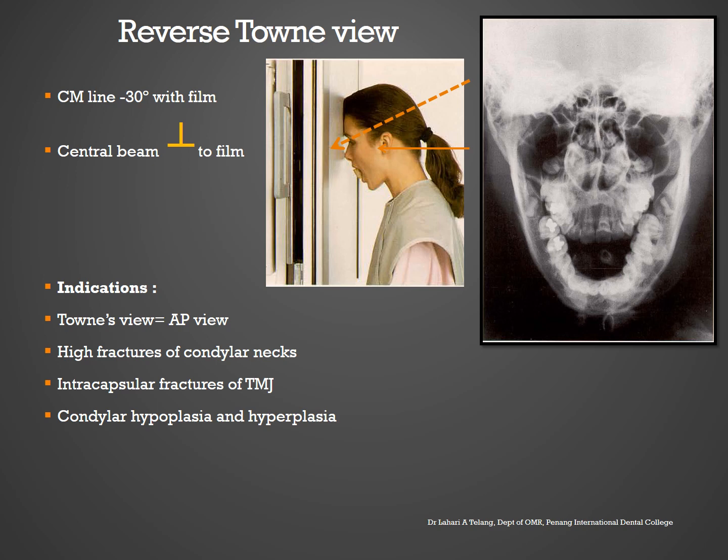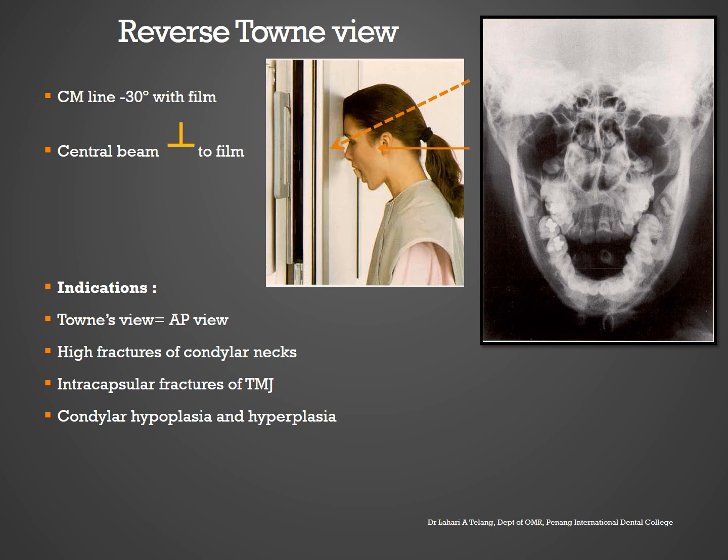Next is the reverse Towne's view, probably named after the person who first recommended this view. This is also a posterior anterior view where the person's head is tilted downwards and the canthomeatal line is at 30 degrees to the sensor or the film, and the central beam is coming from the occipital region directed forwards, perpendicular to the sensor. So the indication would be slightly different if it's a Towne's view, which is an anterior posterior view, and a reverse Towne's view, which is a posterior anterior view. So the reverse Towne's view is more commonly used.